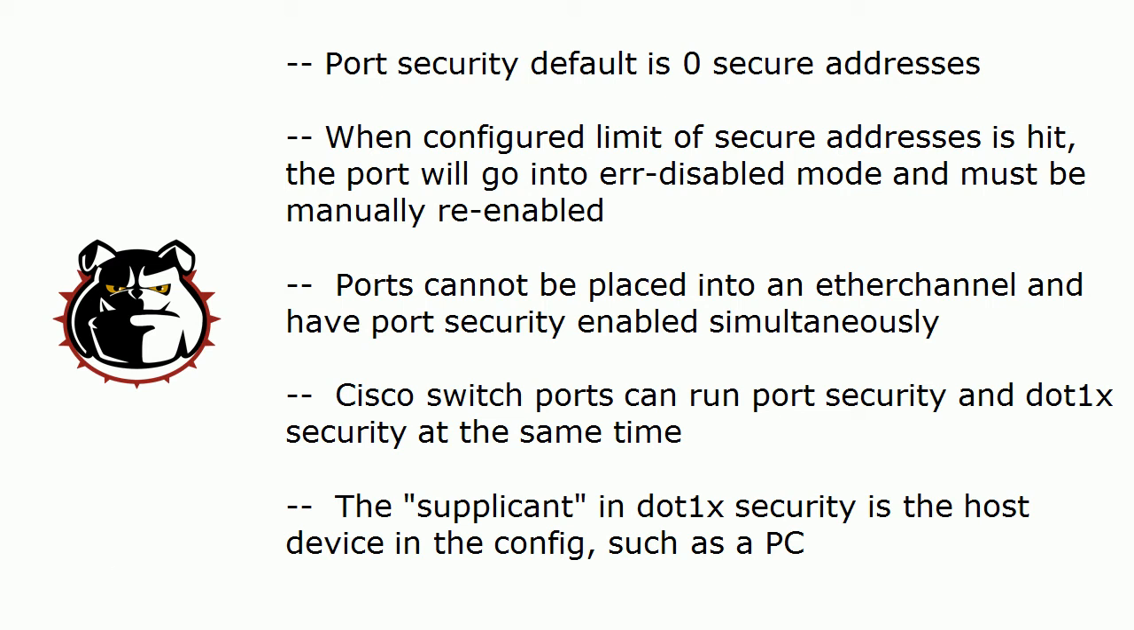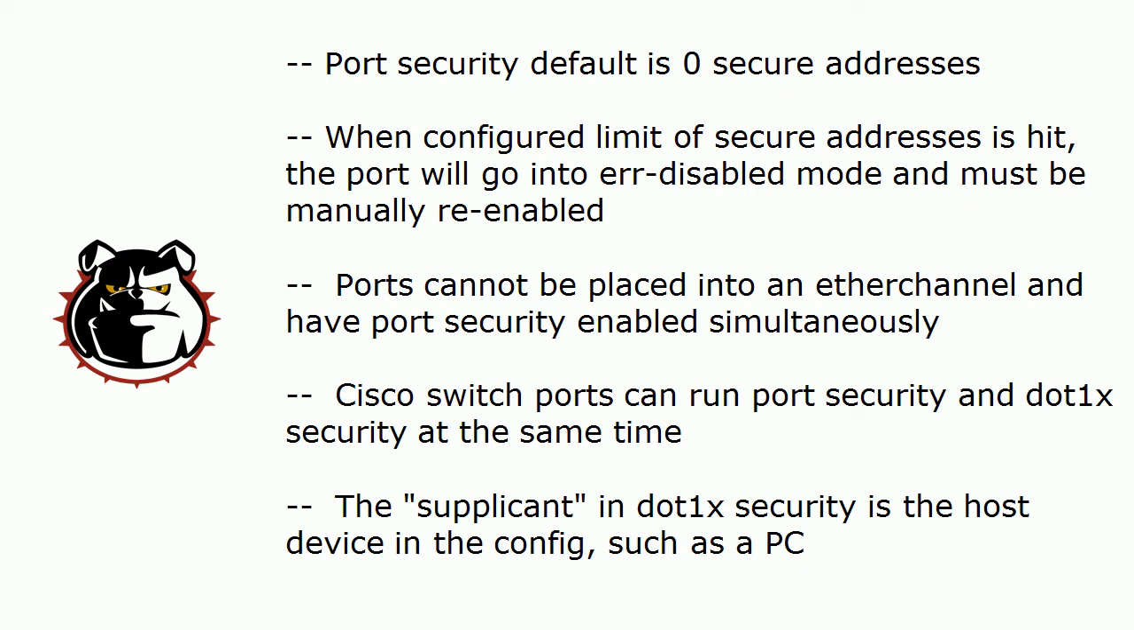The first statement, port security default is 0 secure addresses. Then the next one, when configured limit of secure addresses is hit, the port will go into error disabled mode and must be manually re-enabled. Next, ports cannot be placed into an EtherChannel and have port security enabled simultaneously. Next up, Cisco switch ports can run port security and 802.1X security at the same time. And then finally, the supplicant in 802.1X security is the host device in the config, such as a PC.